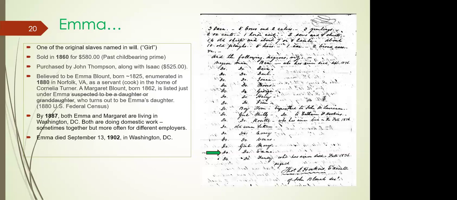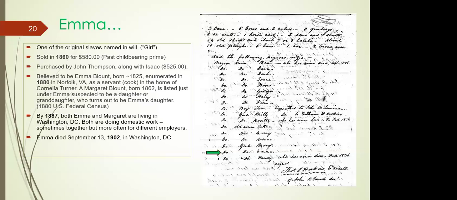She sold in 1860 for $580, which indicated to me that in 1860, though she was still good for some work, she was probably past the age where they were expecting her to have any more children because she would have been valued higher. She was purchased by a man named John Thompson along with Isaac, whose sale price was similar to hers. It made me think maybe they were a couple or maybe they were siblings, but I really don't know.